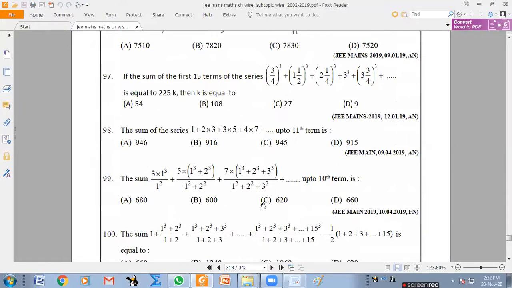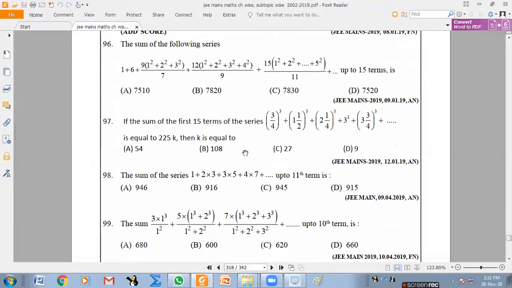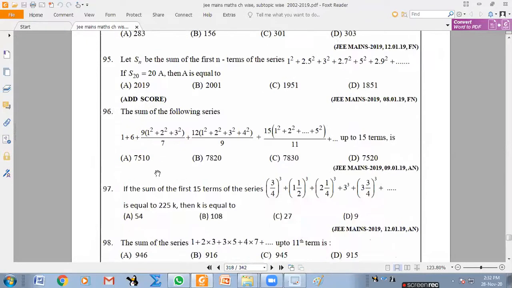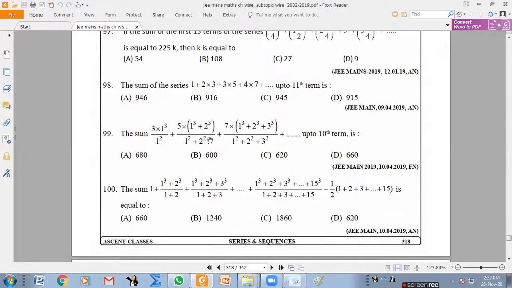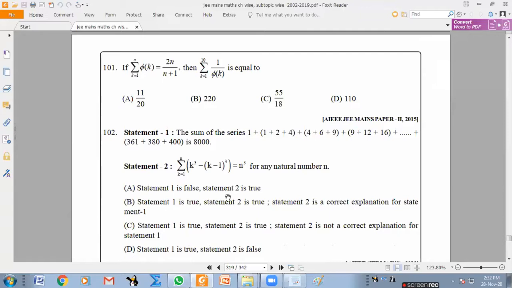Okay, up to 100. Anybody any doubts? Okay, so you have quite a few questions of this type where the nth term may look a little complicated, but the nth term itself will have to use sigma n square, those formulas, and simplify it. So all are like that, but especially 96, 99, and 100.